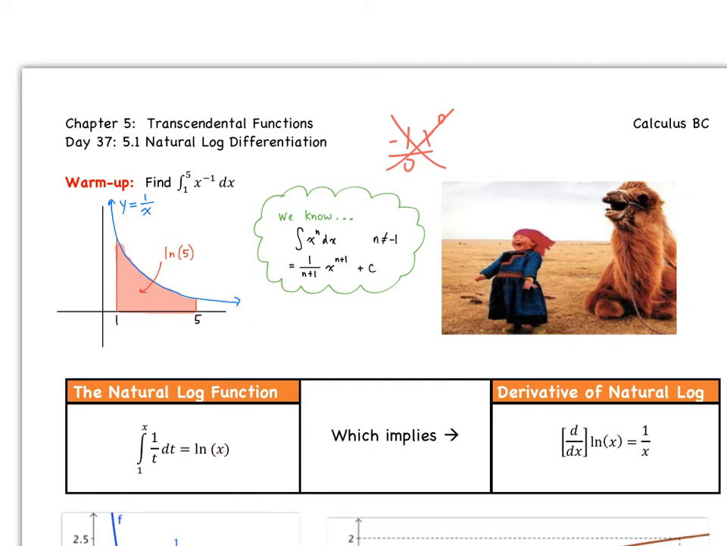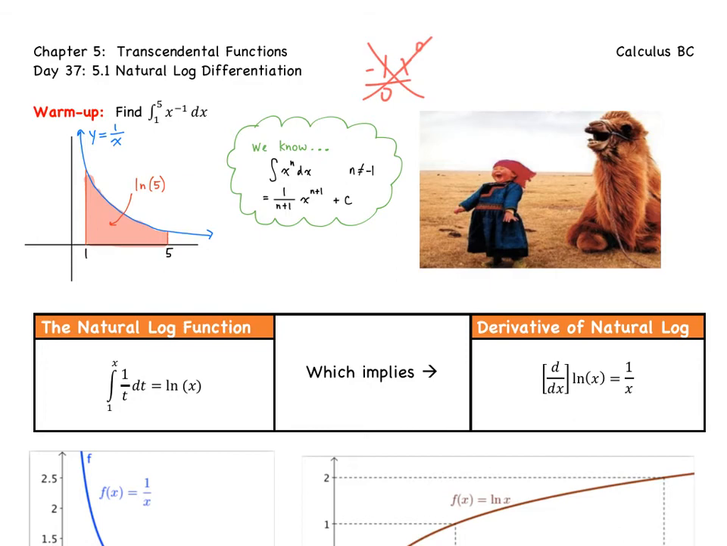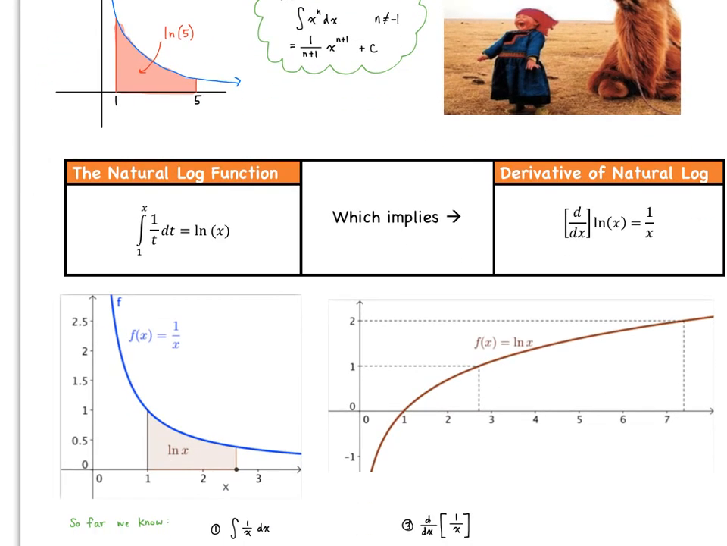So what we know is the integral from 1 to x of 1 over t dt, or t to the negative 1, equals the natural log of x, ln of x. So what this implies is that the derivative of the natural log is simply 1 over x. So these are things we just have to know, so kind of memorize those, and let's dive into some examples here.